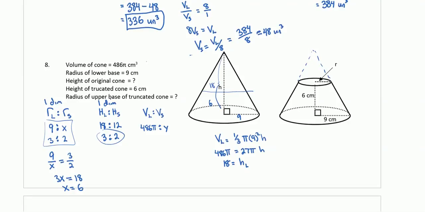And so let's see if we found what we were looking for. The height of the original cone, so the height of the larger cone, is 18 centimeters. We wanted that. And then we wanted the radius of the upper base, which is the radius of the smaller cone, and we found that as 6 centimeters.